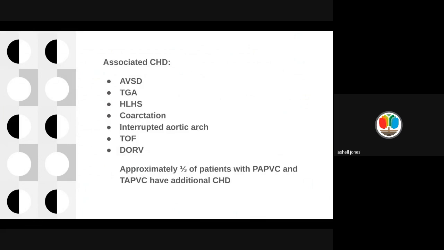All right. Associated congenital heart defects with this one are AVSD, TGA, hypoplastic left, coarctation, interrupted aortic arch, tetralogy, double outlet. A lot of the questions on the exam are going to have a lot of associations, so you have to be familiar with what usually goes with what. Approximately 1/3 of patients with a partial anomalous and total anomalous will have additional heart defects. So there will be other things going on as well.